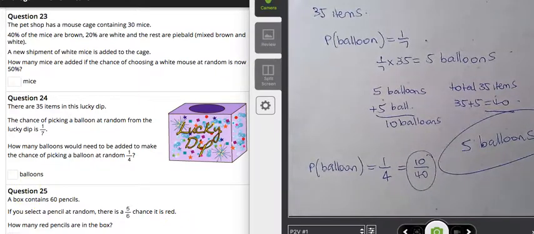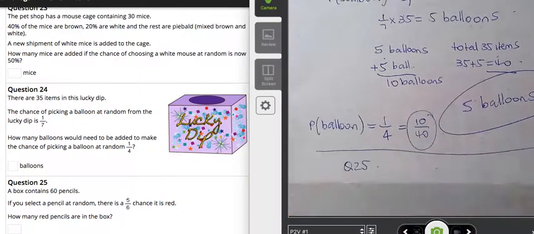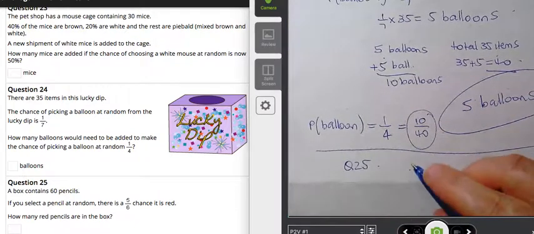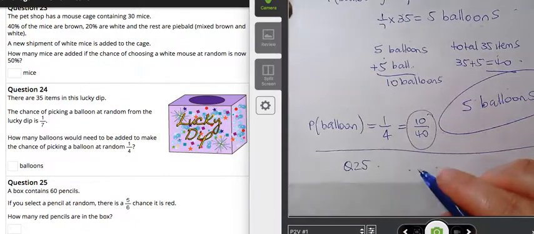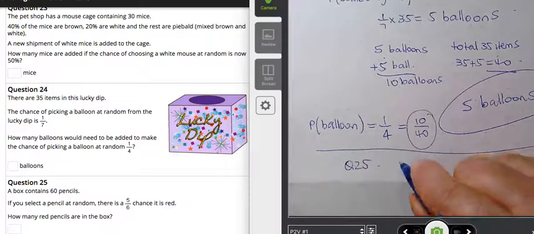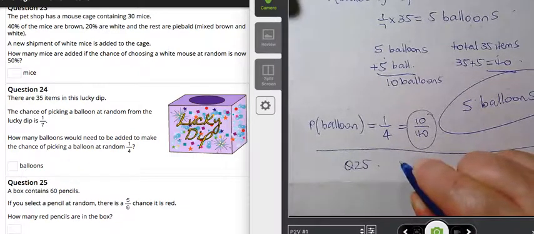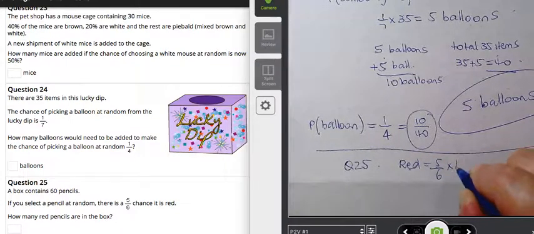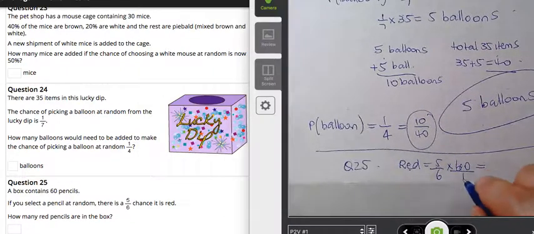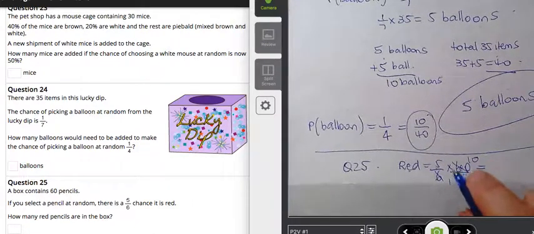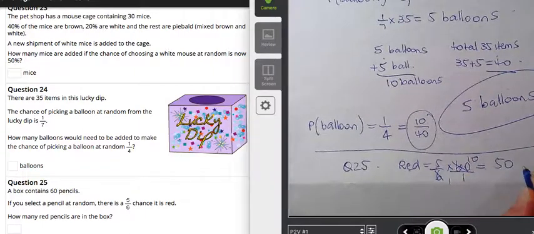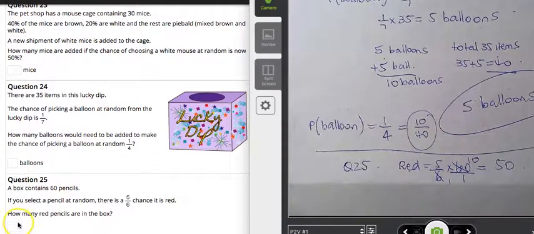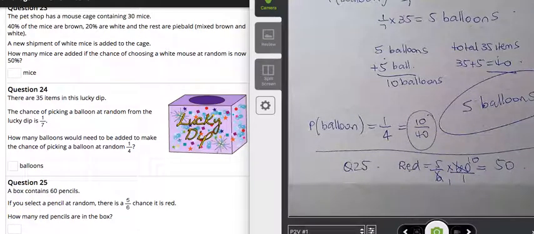Okay. And question 25 is fairly straightforward. Most of you got this right. A box contains 60 pencils, and if you select a pencil at random, the probability of it being red is 5/6. How many red pencils? So that would just be 5/6 times 60. And if you have a calculator, great, you can work it out. If you don't, you can just do some cancelling. 6 goes into 60 10 times, 5 times 10, there would be 50 red. Okay, that's the end of the problems in this exercise.